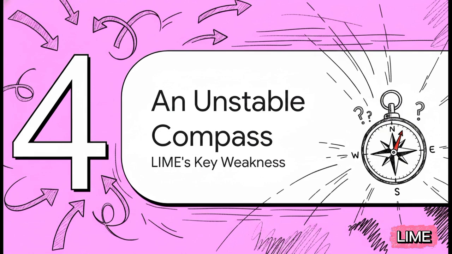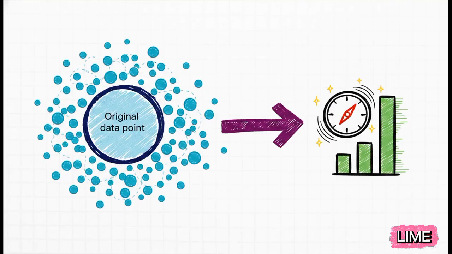So Lime is fast, it's intuitive, it's incredibly flexible. It sounds almost perfect. But it's not a silver bullet. And we really have to talk about its one major weakness, something that anyone using it needs to be very aware of. Remember how Lime works by creating thousands of random neighbors? Well, that's the secret to its speed. But that very same randomness is also its Achilles heel. Because the samples are random, the explanations it produces can sometimes be unstable.